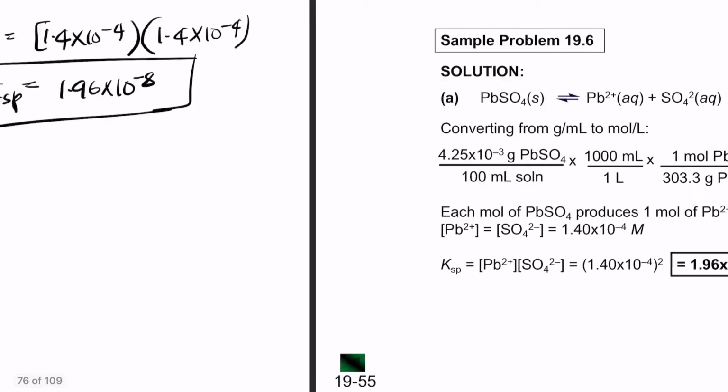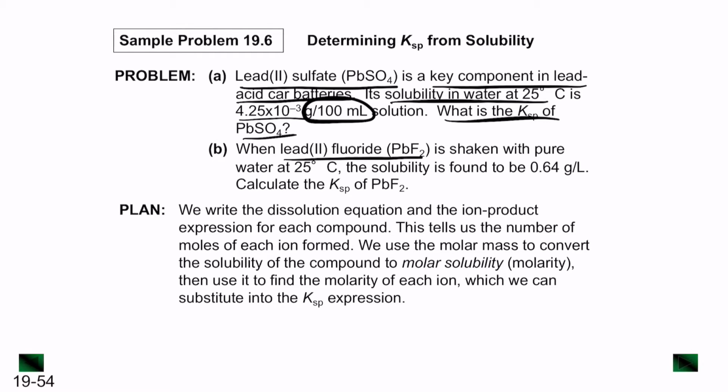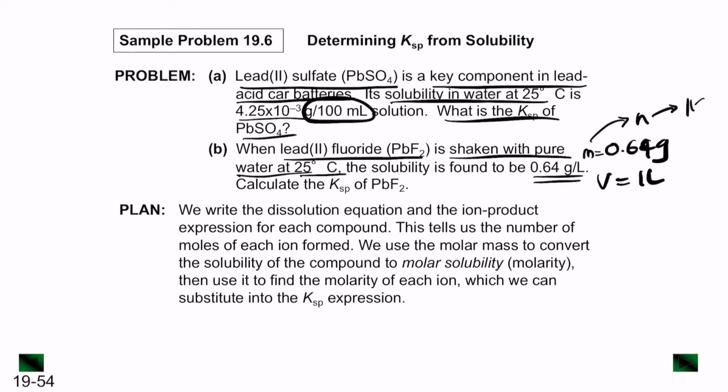So use the same principle here for problem B as well. In problem B, lead 2 fluoride is shaken with pure water at 25 degrees centigrade. The solubility is found to be 0.65 grams per liter. So you have the mass, which is 0.64 grams, and volume, which is 1 liter. First convert the mass into the number of moles, and then number of moles into molarity. The number of moles can be calculated as the mass by molar mass, and finally find molarity, which is number of moles by volume.